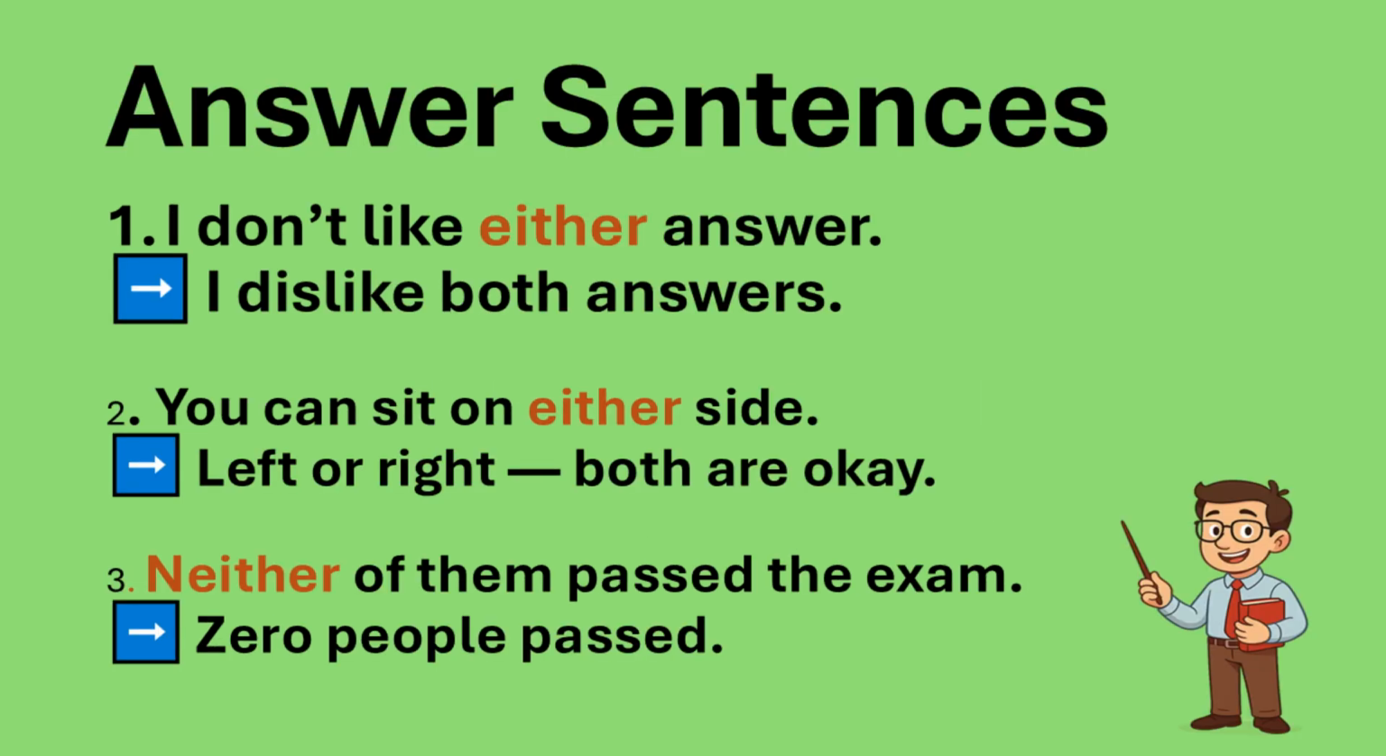Let's check the answers. Number 1, I don't like either answer. That means both answers are bad. Number 2, you can sit on either side. So, left or right both are fine. And number 3, neither of them passed the exam. That means no one passed, 0 people.